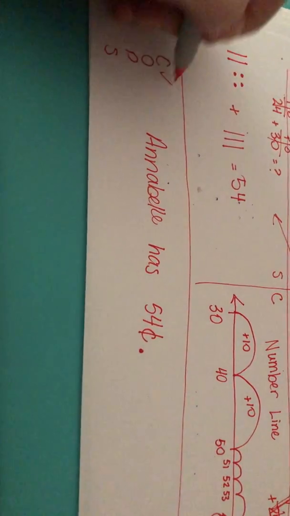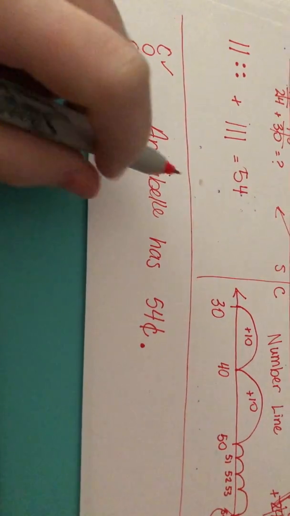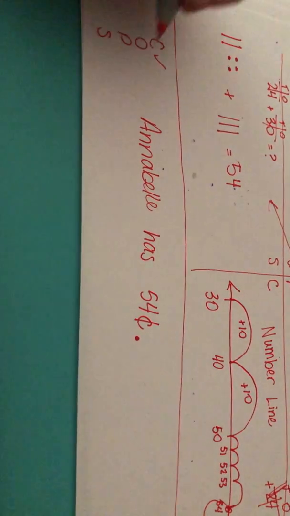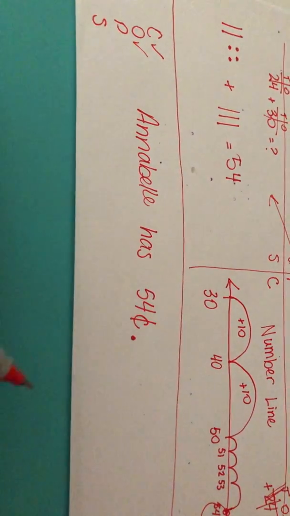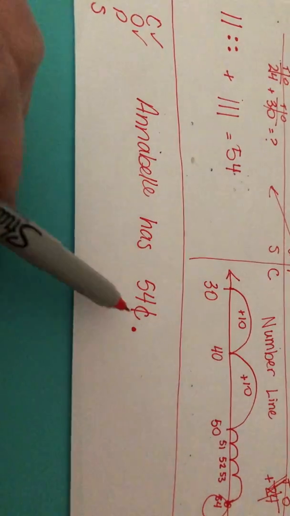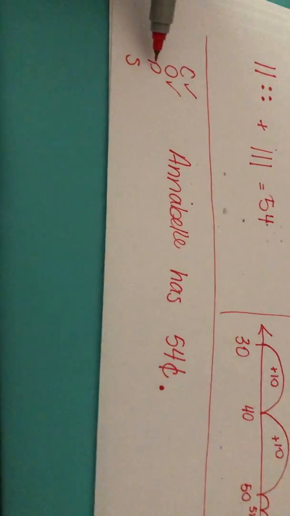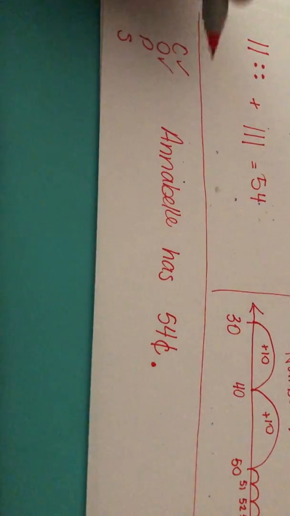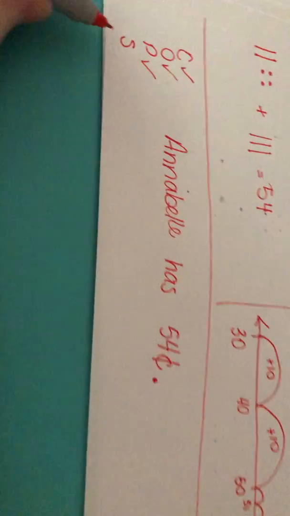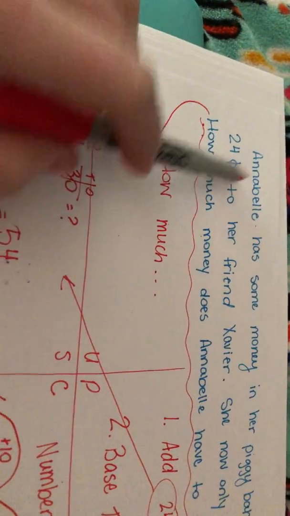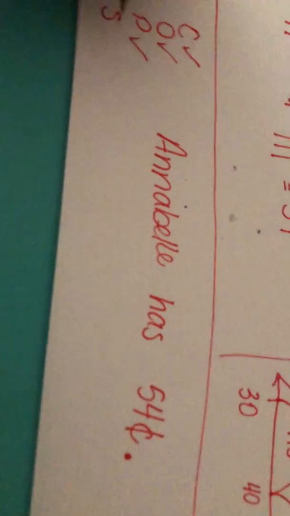Yes, we do. Check. Are our words in order? Annabelle has 54 cents? Yes. If they put Annabelle 54 cents has, then they need to go back and they need to reverse that. Do we have punctuation? Yes, we made sure we put our period at the end of our sentence. And is everything spelled correctly? Because we do have the name Annabelle up here in the problem. Yes, everything is spelled correctly.